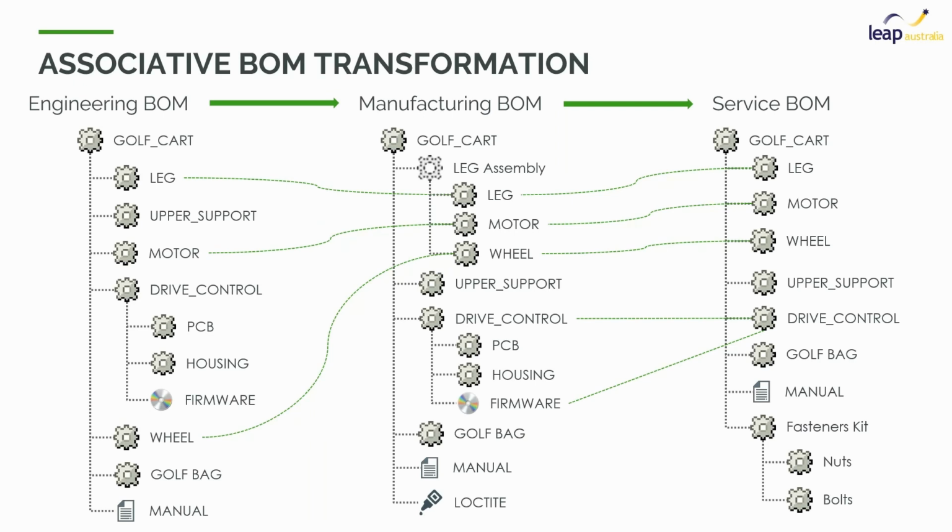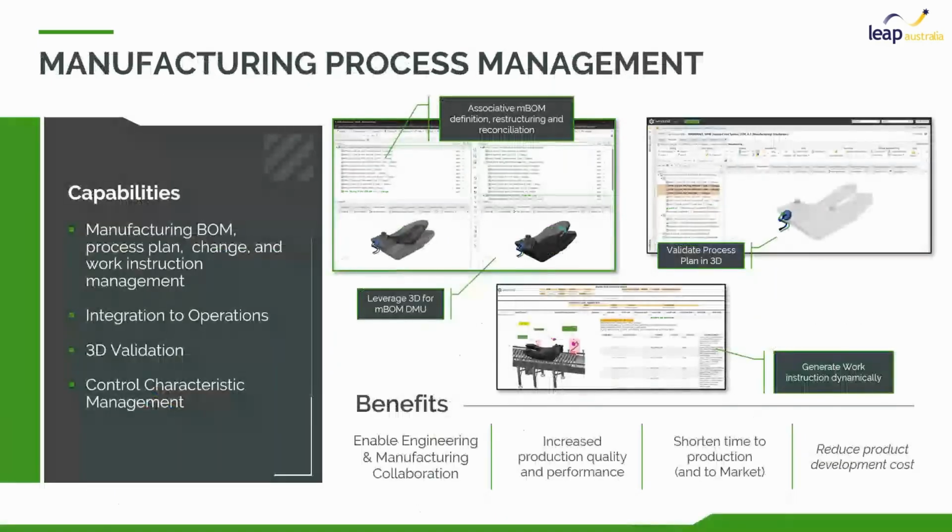Let me talk a little bit more about manufacturing. One of the other things that we have in Windchill is manufacturing process management. So we might define the manufacturing BOM based on how we're going to put that together. We can reconcile that and restructure that. But what we also have in Windchill is the ability to actually then go and define that process. So we can go and define the operations, which bit's going to be used for that.